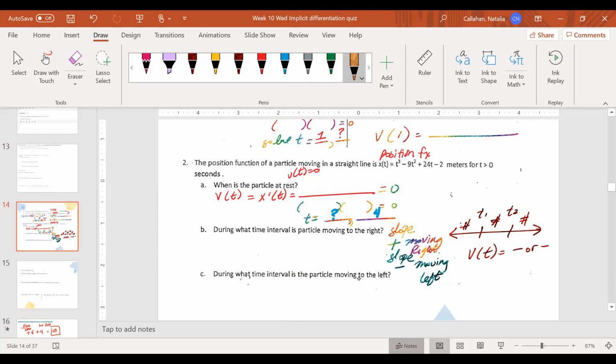All right, C. During what time is the particle moving to the left? Well, obviously, moving to the right means that it is positive. Moving to the left is when it's negative. So you have to figure that out.